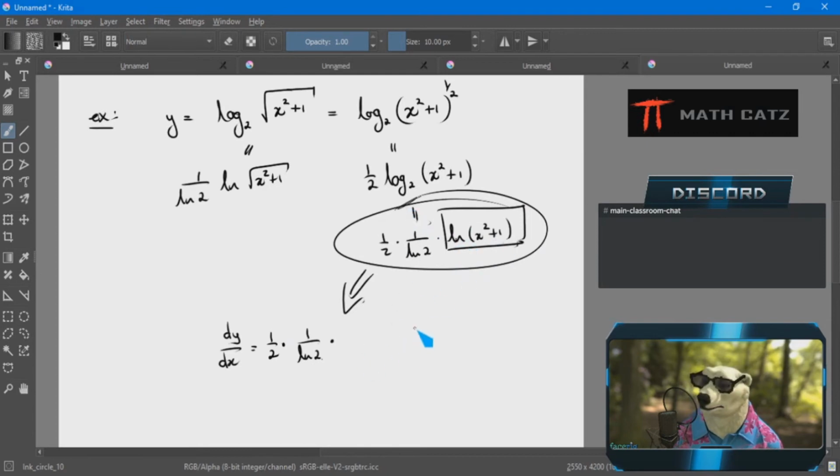Natural log of something. First part of the chain rule says it's the derivative of the outside function with respect to that something, which I know is 1 over x squared plus 1, 1 over the something. Times, says the chain rule, the derivative of the inside something, 2x. Put it together. After the detail, if you want to simplify it, I don't want to. Okay.